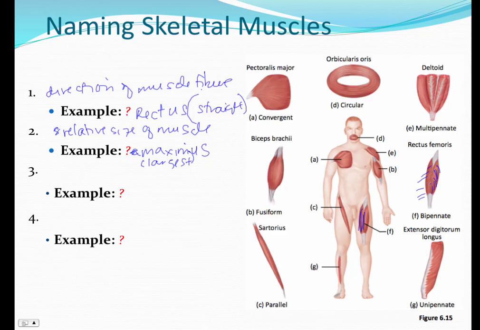Another way we can name skeletal muscles is by the location of the muscle. For example, our temporal bone. Right in front of our temporal bone, we have the muscle called temporalis. So that's where we know the location of it. And that sits right above, or more superficial, to our temporal bone.